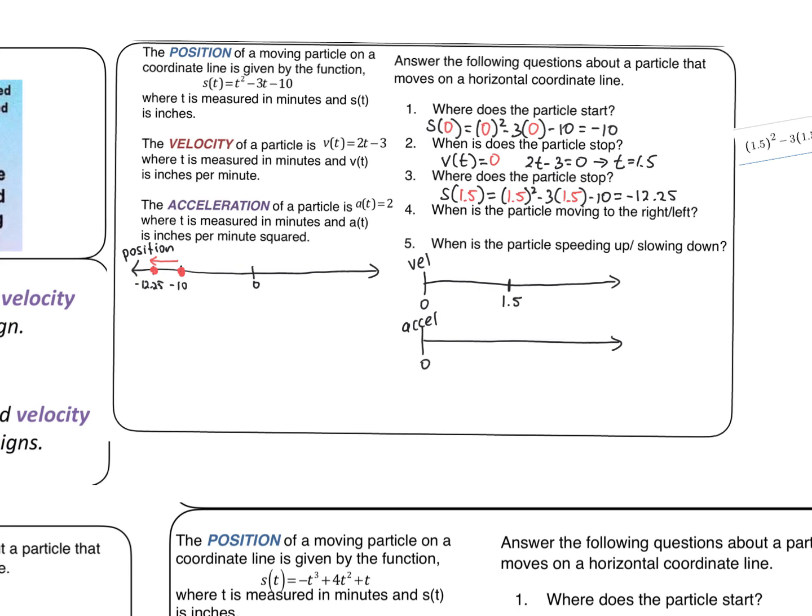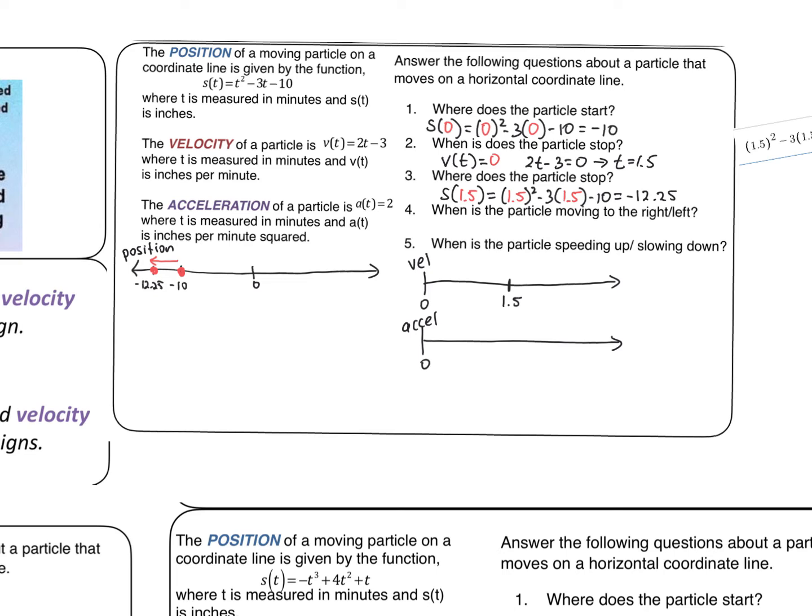Okay, the next thing we're going to do is ask when the particle is moving to the left and to the right. When the particle has a negative velocity, it's going to be moving to the left. When the particle has positive velocity, it's going to be moving to the right. And when the particle has a 0 velocity, which we've already discovered right here, that means it's not doing anything. So if it's not doing anything at 1.5, then it has to be going to the left or to the right over here. Let's see how to test that.